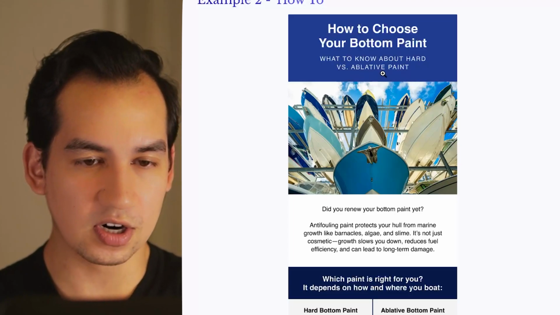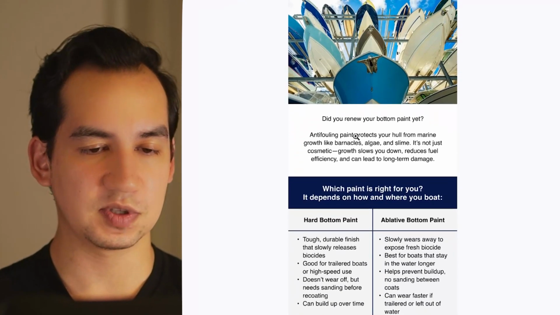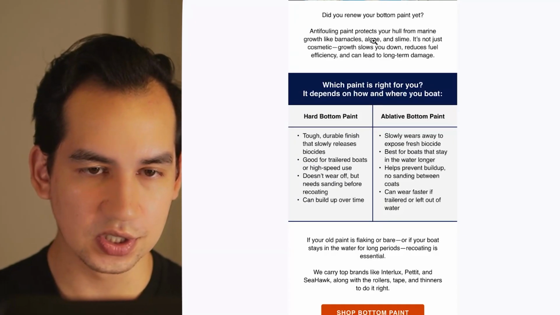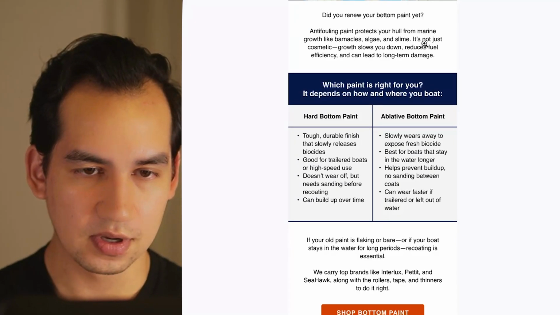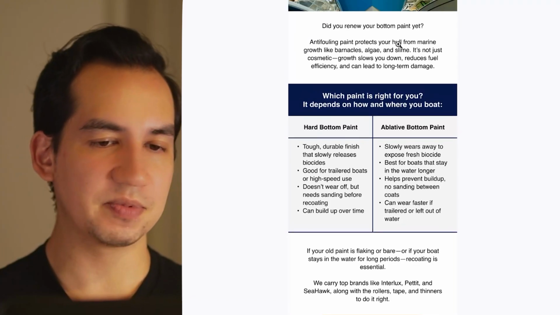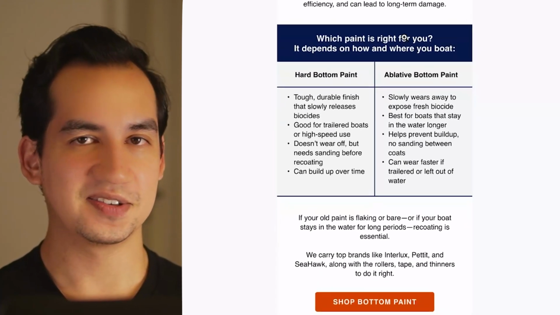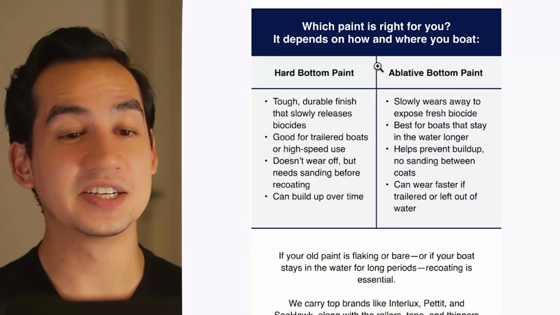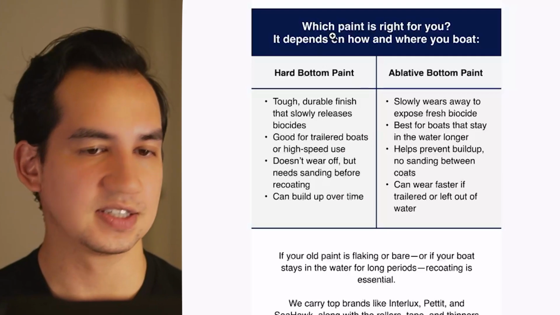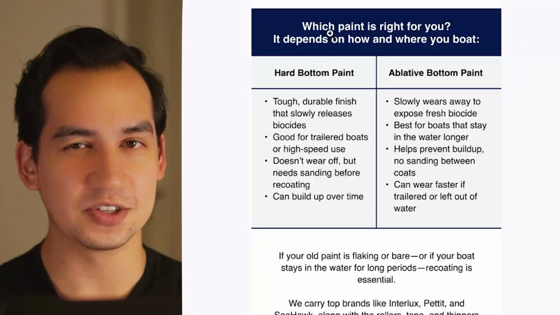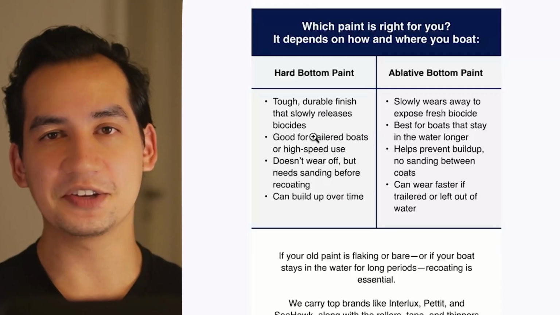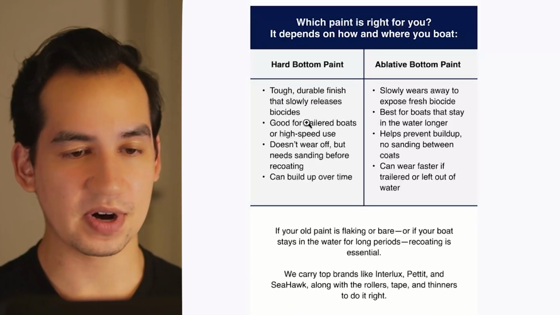What to know about hard versus ablative paint. These are the different types of paint. Did you renew your blah, blah, blah? Anti-fouling paint protects your hull from marine growth. So it's not just cosmetic, it slows you down, blah, blah, blah. So basically describing the problem a little bit, but then, how do you solve it? And here's how you assess what factors you need in your bottom paint. That's what we're describing, that's the main value of this campaign. So, which paint is right for you? And then just laying it out in a very convenient infographic here.